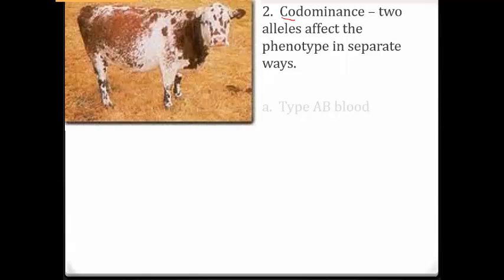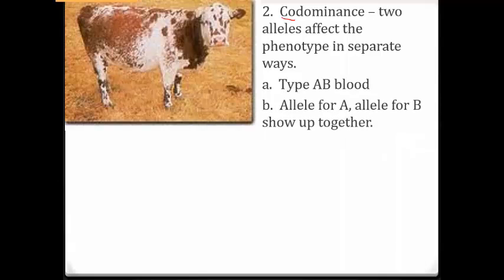Some other ways that this shows up in humans, we have an AB blood type, which is one of the four possible blood types that humans can have. And this would be the allele if mom passes on the allele for A and dad maybe passes on the allele for B. You don't have type A blood. You don't have type B blood. You actually have AB. So both of them are affecting, or both of them are showing up at the same time.